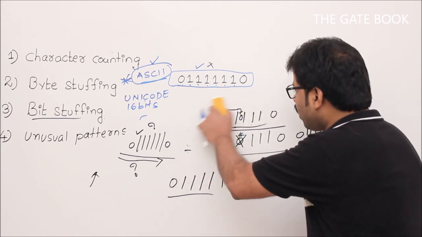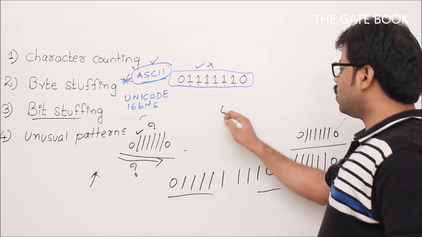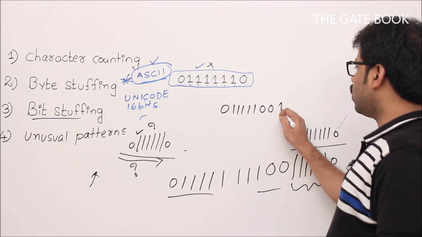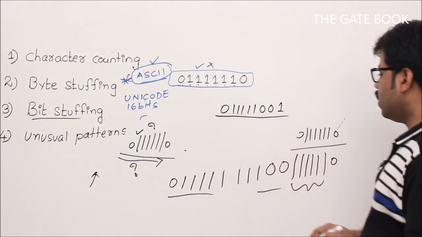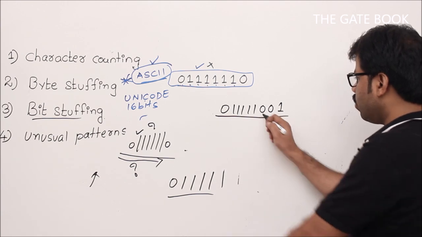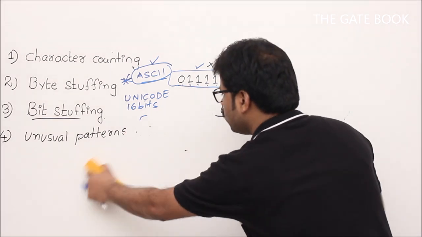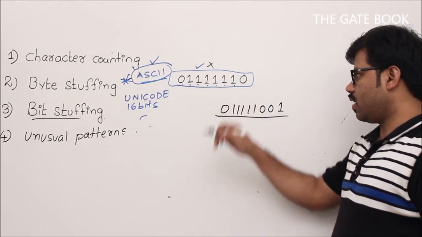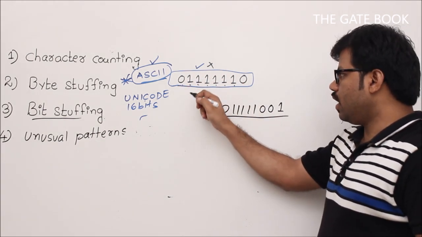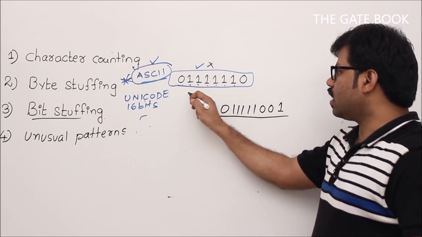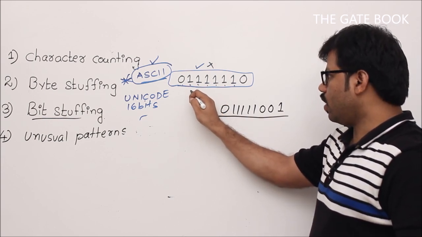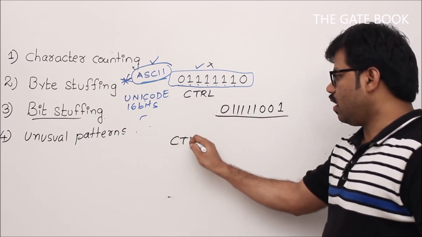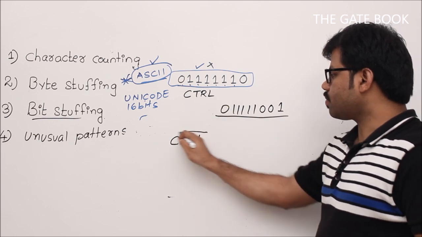Sir, what if your data contains something like 0, 1, 2, 3, 4, 5 ones, then 0, 0, 1? Are you not unnecessarily removing this 0? No. Example, this is your data. I don't want to write this lengthy pattern, so let's give some meaning to it, a symbol for it. Let's say this symbol is nothing but control, CTRL. It's control information, right? CTRL means this pattern.